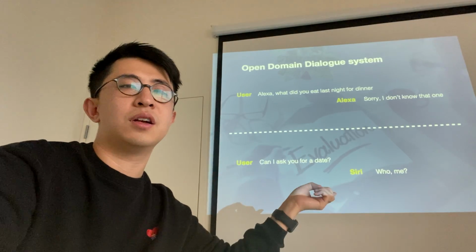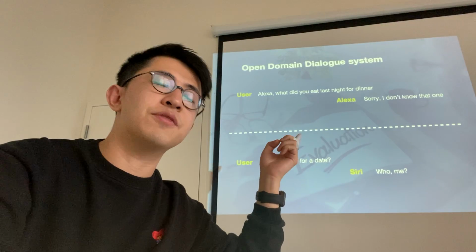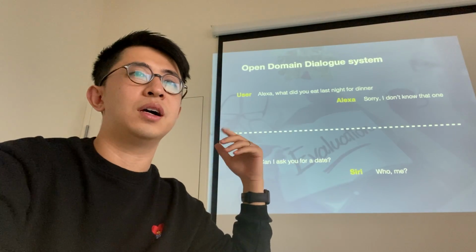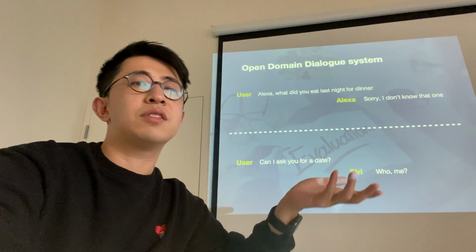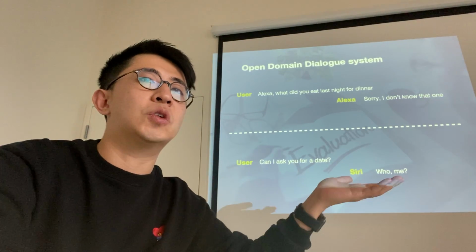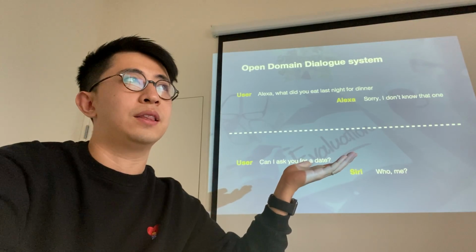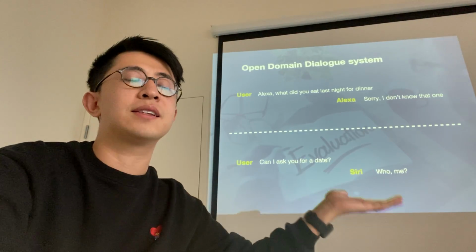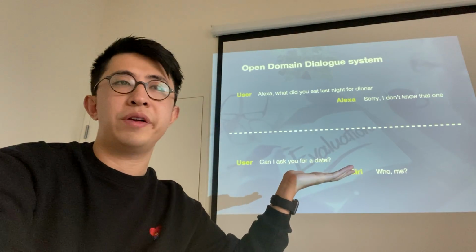Like for instance, here we show two examples. The top one is answered by Alexa. The question is, Alexa, what did you eat last night for dinner? And the answer by Alexa is, sorry, I don't know that one. So this is normally the safe answer by Alexa whenever she doesn't know how to answer the user's query.